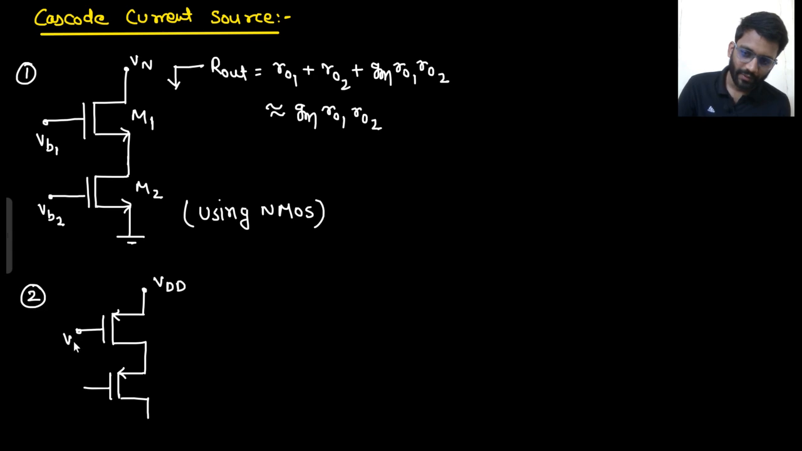Both bias we can give VB1 and VB2. And this is the node VN. And from here you need to see the output impedance. Tell me what will be the output impedance. What will happen to this?